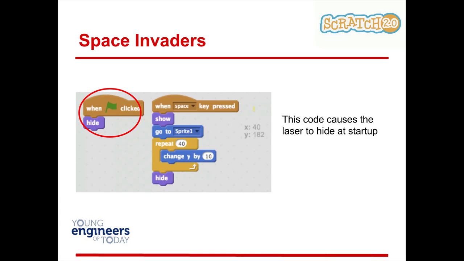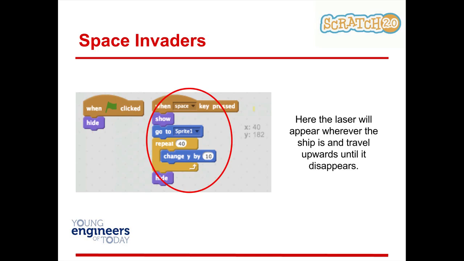Here's what it would look like. This bit of code causes it to hide when the flag is clicked, and you want it to stay hidden. But once the space bar is pressed, this will show. It's going to go to spaceship. It says sprite 1, but it could be spaceship 1. Think about it: the laser is located over the spaceship. Now it's going to go up on the Y-axis, which is straight up and down, for a total of 400 steps, but it's 40 by 10. It repeats 40 times, goes 10 each time, and then hides. So it'll march off as if it disappears.